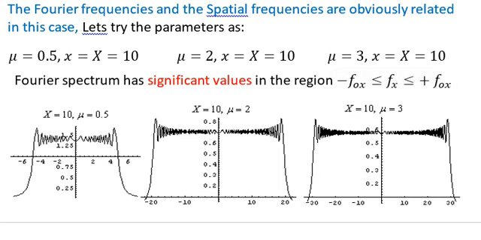And in the third case, mu is equal to 3 and capital X is equal to 10, so multiplying these two gives 30. So f0x is equal to 30 in this case, and looking at the Fourier frequencies, the significant values lie in the range from minus 30 to plus 30. So you see that here again this condition is applicable: the Fourier frequency fx lies in the region from minus f0x to plus f0x, that is, the object spatial frequency along the x direction also specifies the region of the Fourier spectrum. So a definite relationship exists in this example.